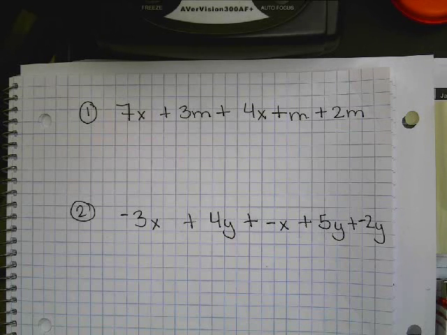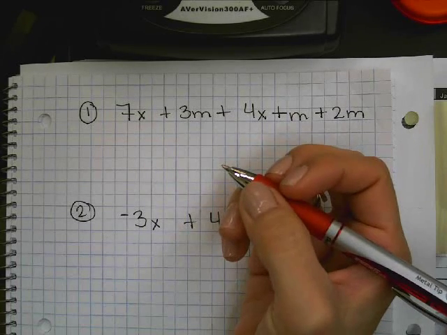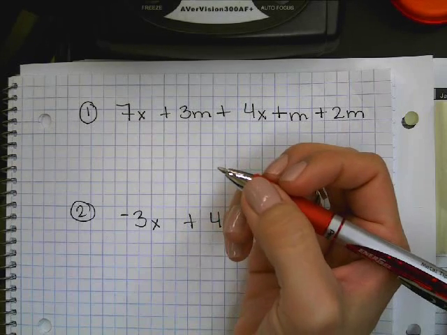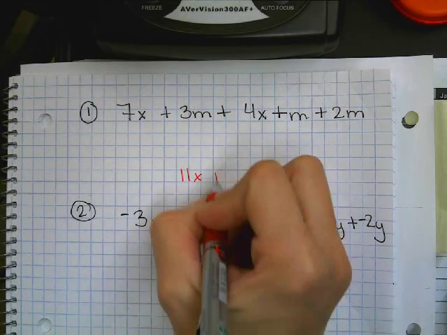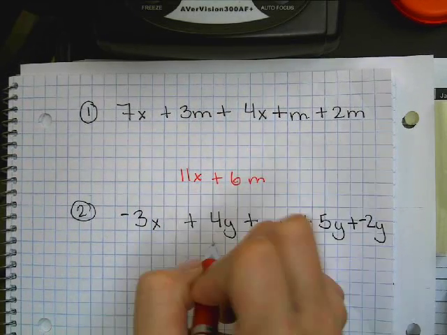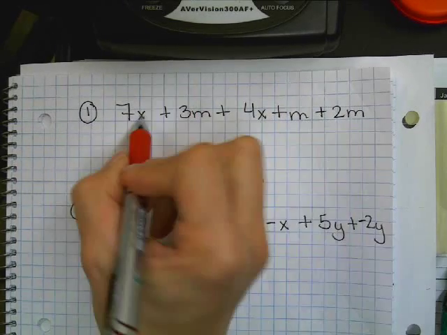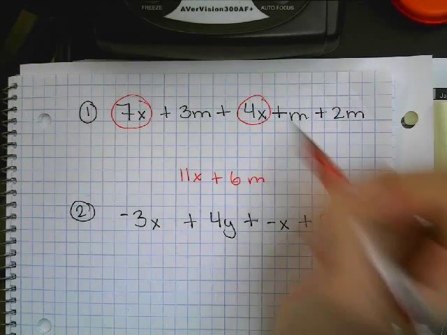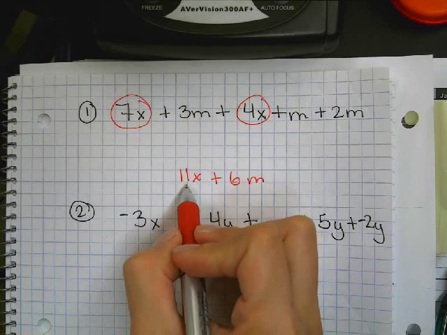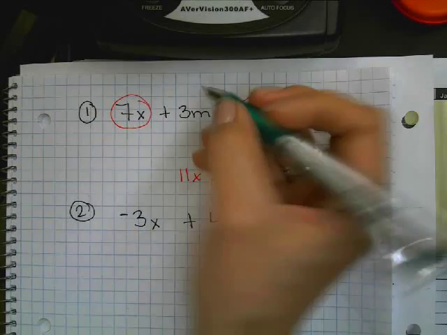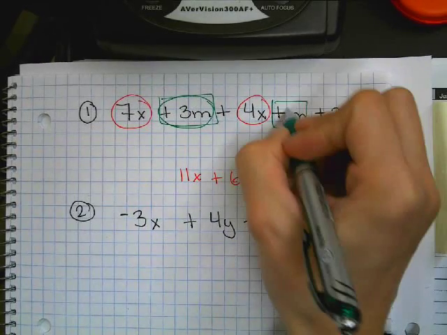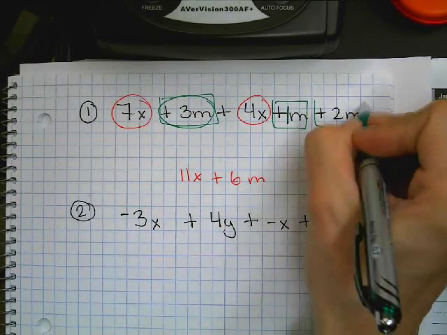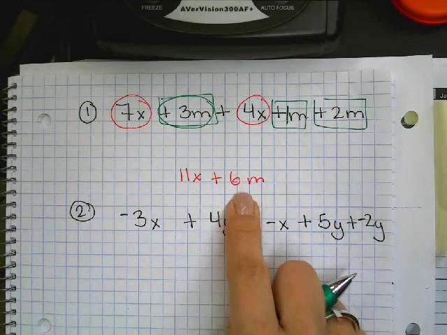Okay, who would like to provide me with the answer for the first one? John? Yeah. So 7 plus 4x is 11x, right? And then 3m plus m, that's 4, right? Plus 2 more, that's 6.